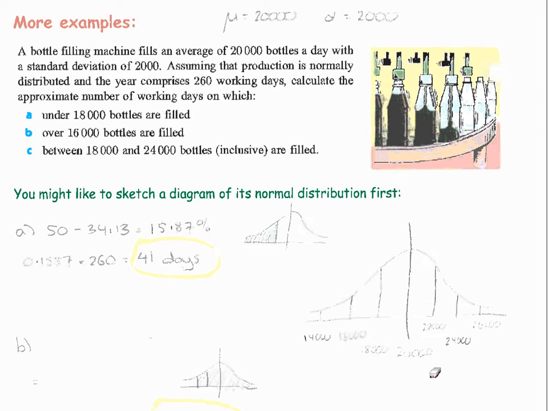So again, here's our normal distribution, do a sketch of it. You might want to mark in your mean to start with. Then the mean plus a standard deviation is 22,000. The mean plus another is 24,000. Mean plus 3 standard deviations is 26,000. And going backwards, we've got 20,000 down to 18,000 because we're minusing 2,000 each time. 16,000, 14,000. So over 16,000 bottles are filled means this whole area here, and a quick way to do it is 50% here, plus 34.13 plus 13.59.